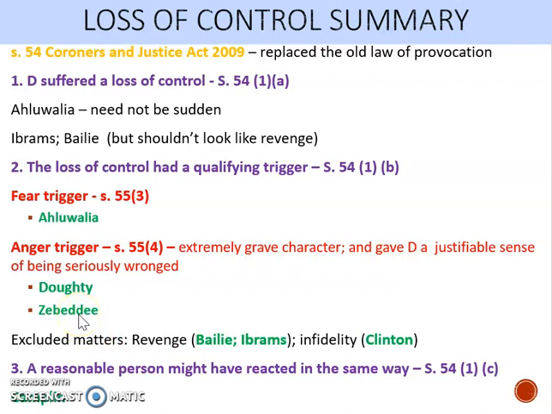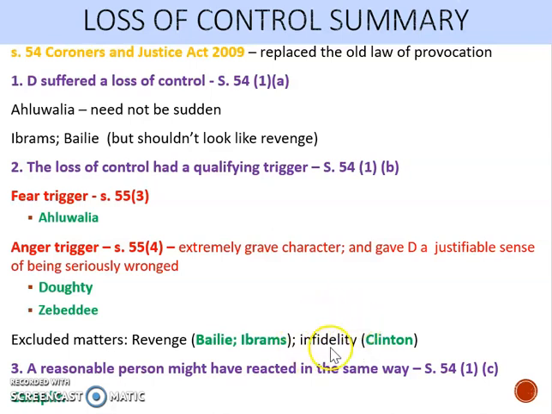Zebedee is another case we can use on that, where the defendant killed his dad because his dad soiled himself a few times, and it just wound the defendant up and he killed his dad. Now, in that situation, again, it's not of an extremely grave character, doesn't give you a sense of being seriously wronged. Okay, so fear trigger is easier to plead. Anger trigger, you've got to prove those two things as well. We can't allow it for revenge, as we've already mentioned. And the Act also says that infidelity or cheating can't be a qualifying trigger on its own, but it could be considered with other factors.